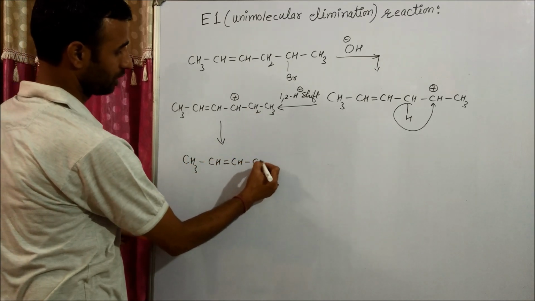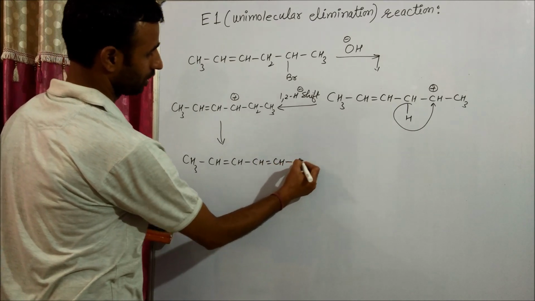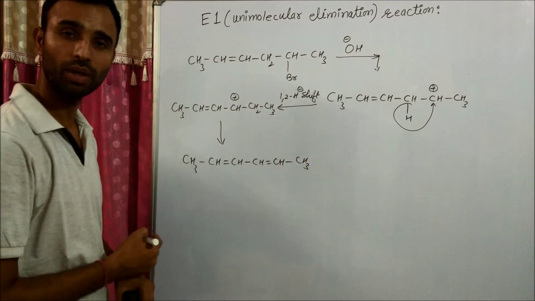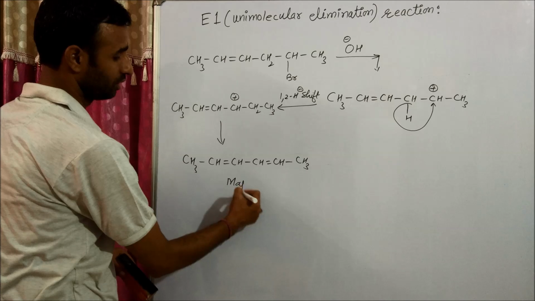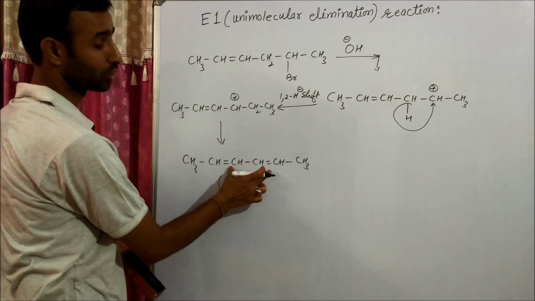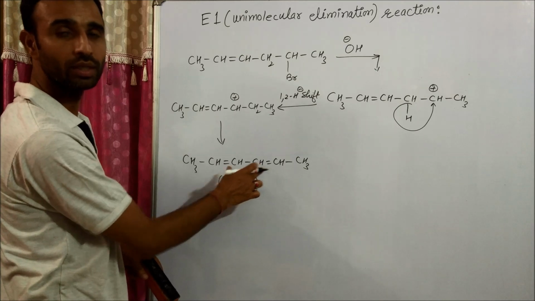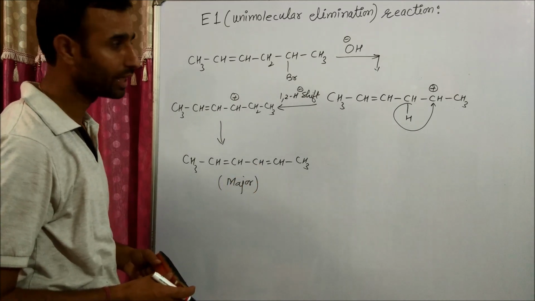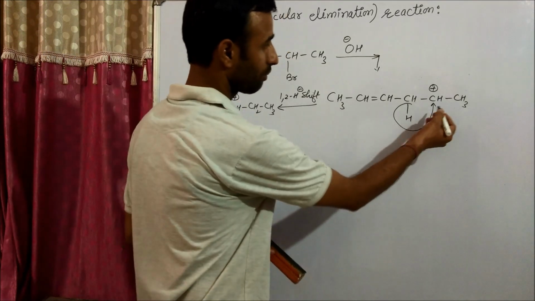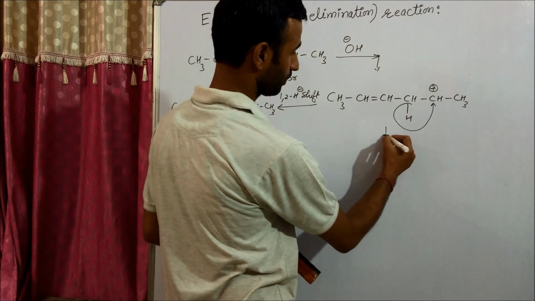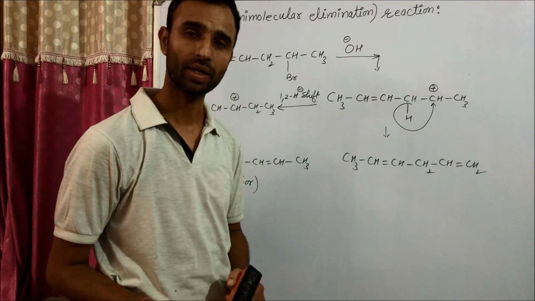so we get an alkene, which is more stable, and it is formed as the major product because it is a conjugated diene, and conjugated dienes are more stable than isolated dienes. This is the major product, and this is the minor product.